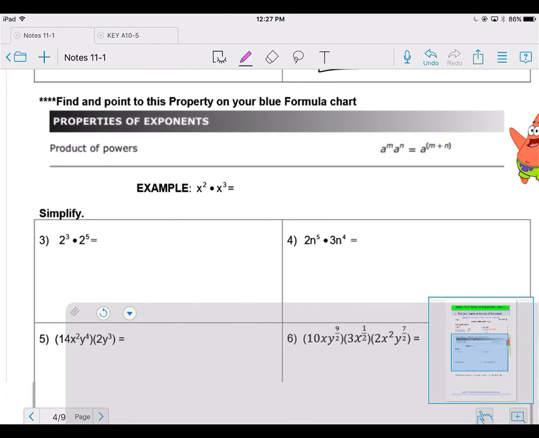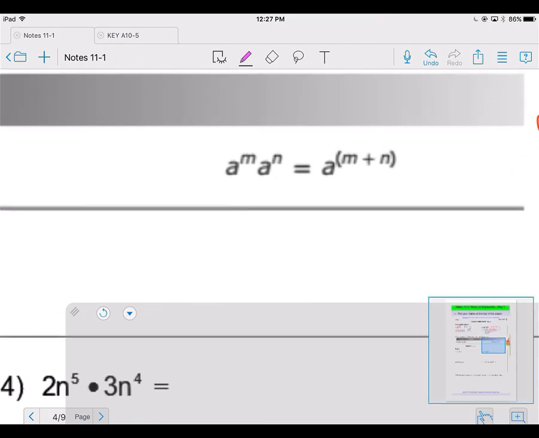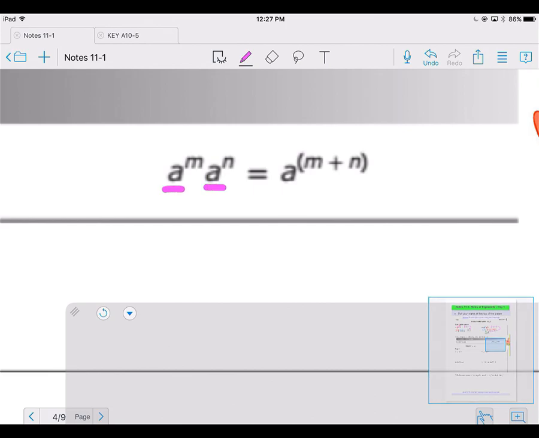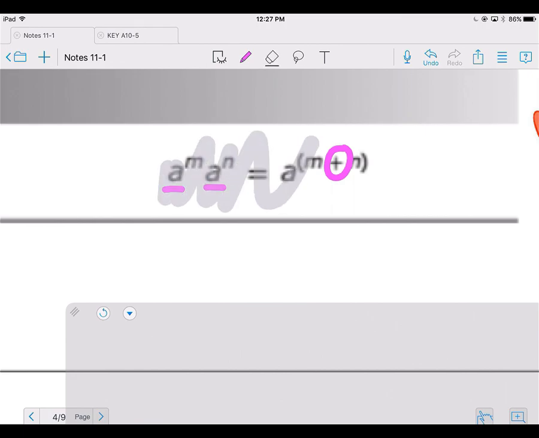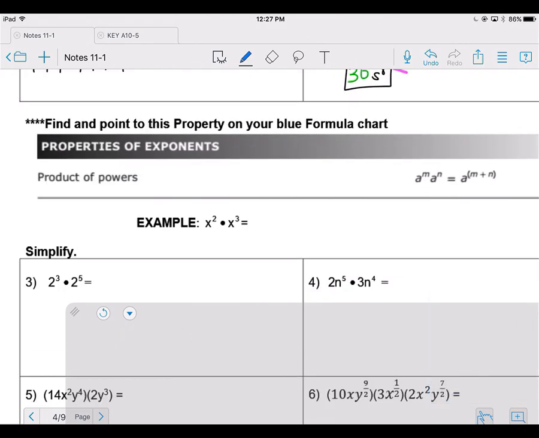So on your formula chart, there is a property of exponents. The formula chart has a bunch of different sections. This is in the second section, the first one down. It says it's the product of powers. So what this is showing us is if we have the same base, we can add our exponents. Note that it doesn't say anything different about big numbers in front. Big normal numbers in front are not changing. The only rule that this applies to is our exponents.